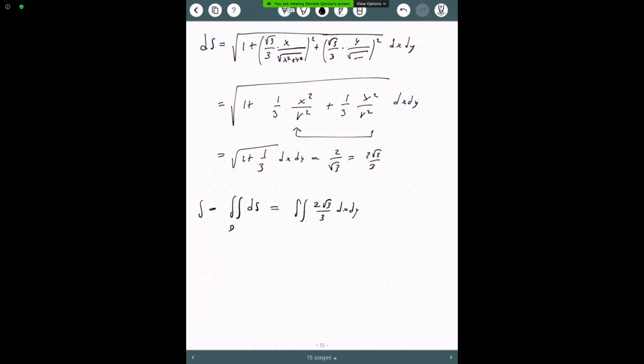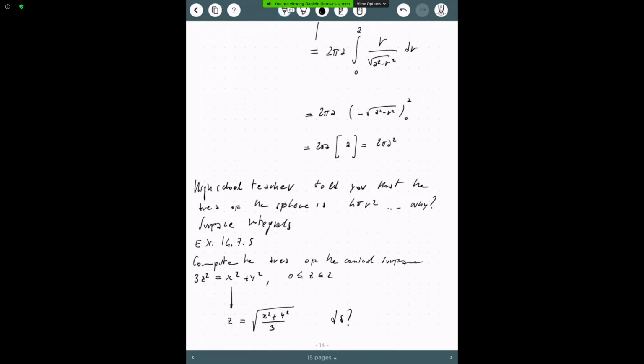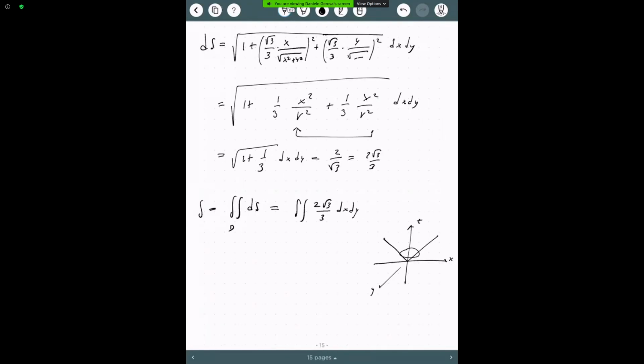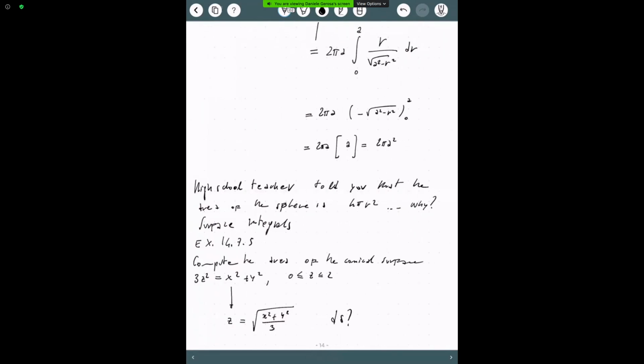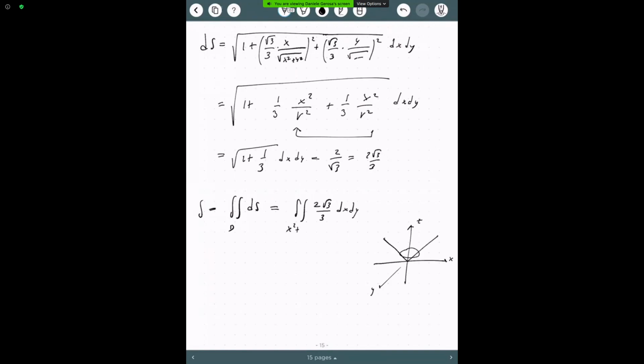What is this domain? We have a conical surface. The conical surface is something like this. This is y and x and z. But then the problem told us that z was between 0 and 2, so z equal to 2 is the maximal height. This means that the projection onto the xy plane, our domain of integration, will be what you get when you stick z equal to 2 in the equation of the cone. So the domain of integration is going to be x squared plus y squared less or equal than 12.